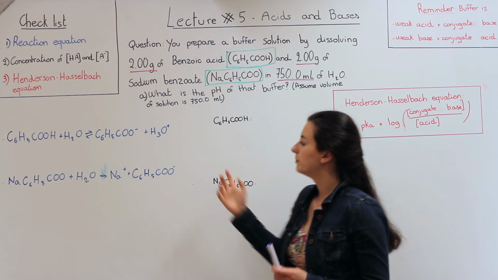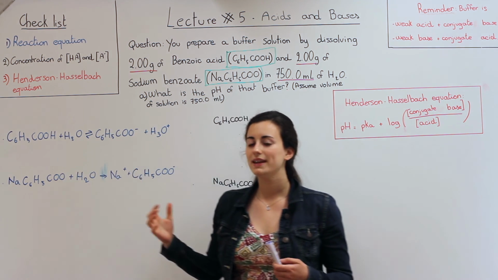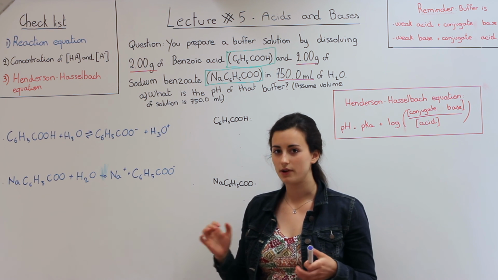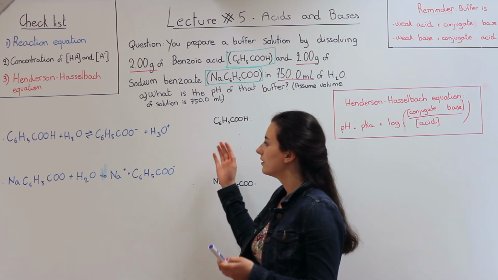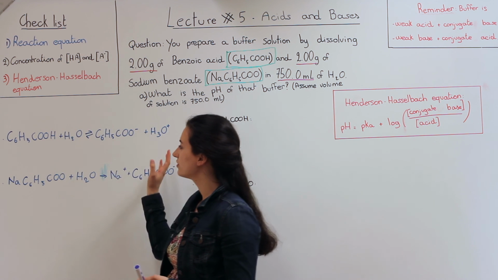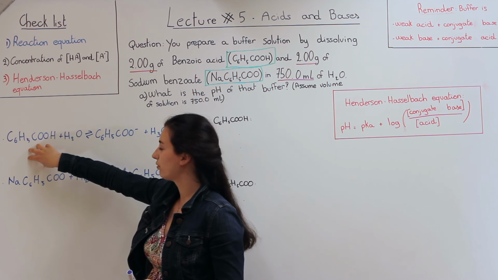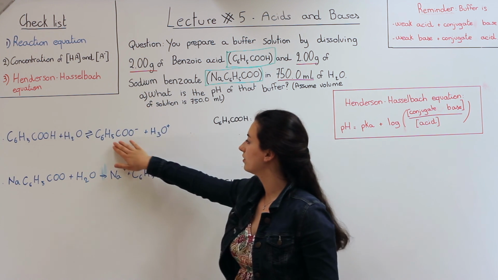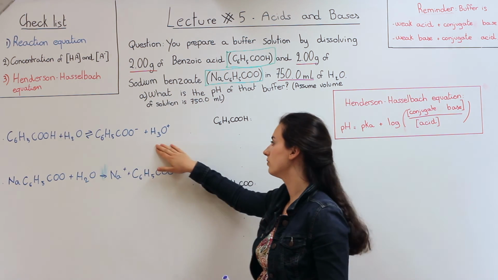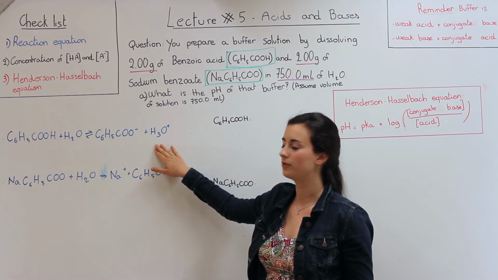Now, because benzoic acid is a weak acid and its Ka value is very small, it's 6.2 times 10 to the power of -5, that means the reaction will be favored for the reactants, meaning more of this will be formed, and the concentration of the weak base and the H3O+ is negligible.